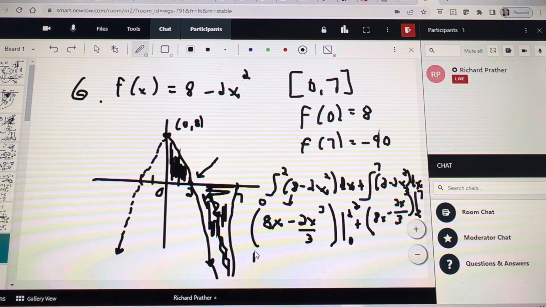So we need big F of 2 minus big F of 0. That's the fundamental theorem of calculus there. Plus, this half is just another repeated process of it. This one's big F of 7 minus big F of 2.